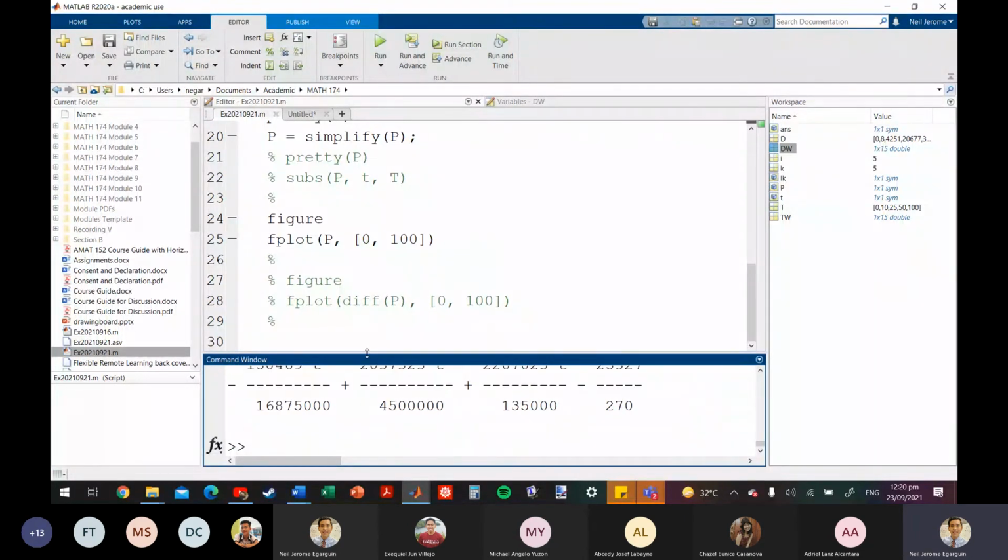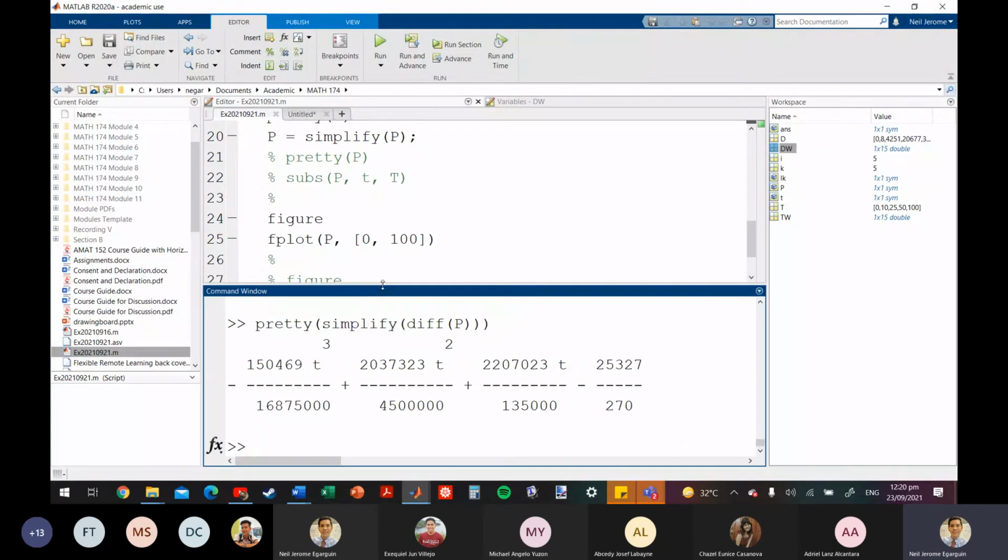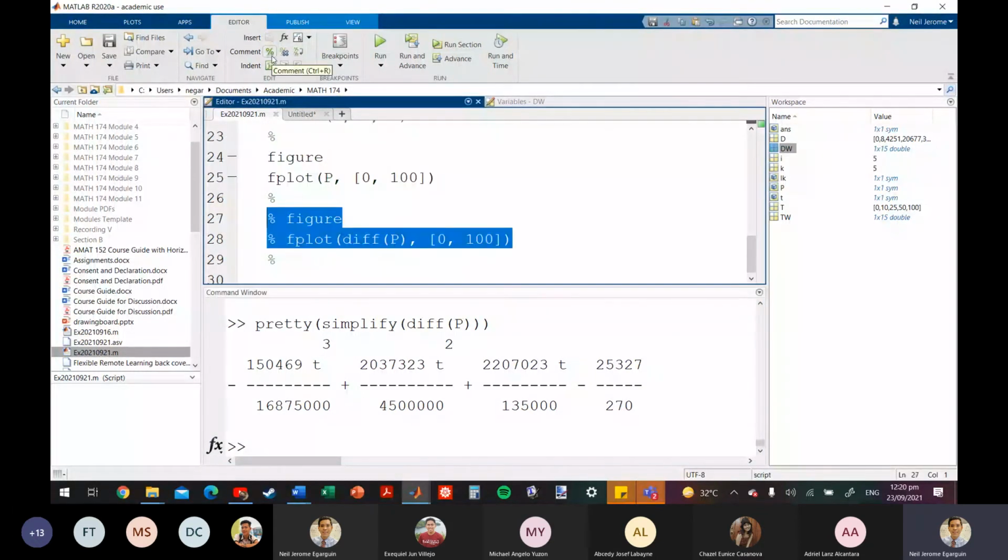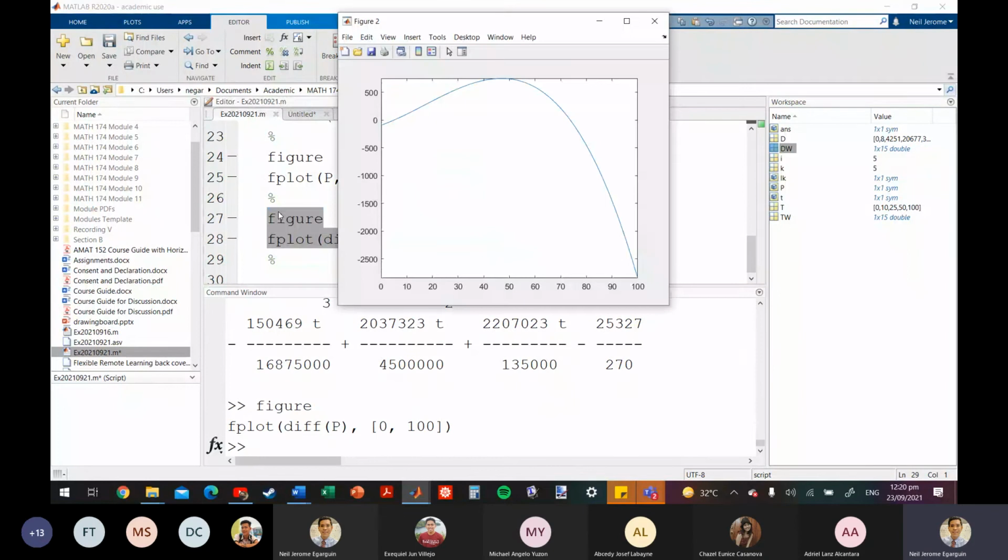Okay? But again, instead of just looking at the function, pwedeng ipa-drawing natin yung graph ng function o ng derivative ni P. So again, I can run lines 27 and 28 and comment ko lang sila. And then I'll hit F9 para ma-run yung selection ko, yung highlighted portion. And a new window will pop up with the graph of the derivative. Okay? So ito yung graph ng derivative ni P.